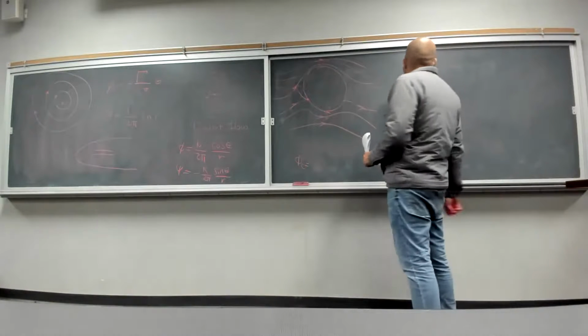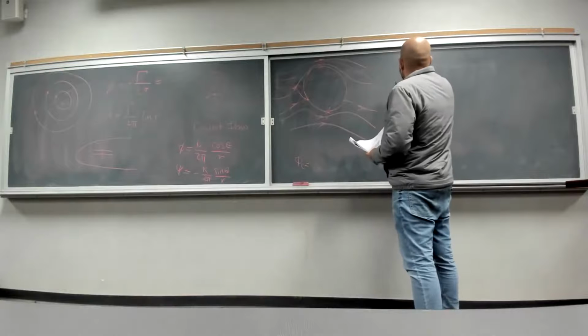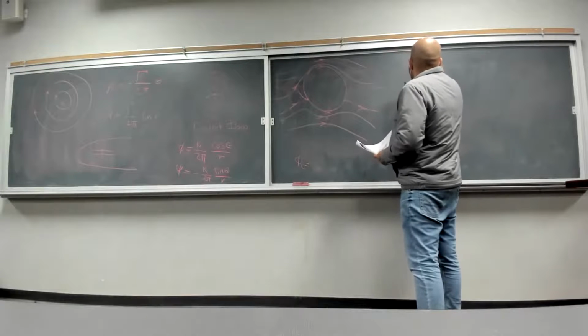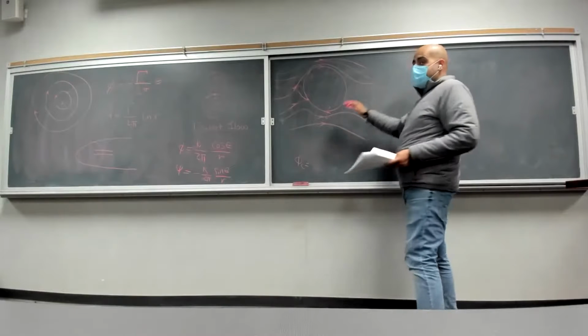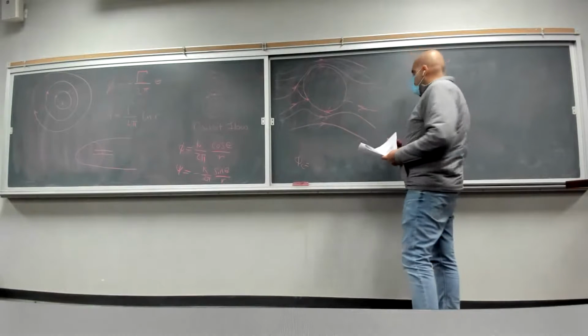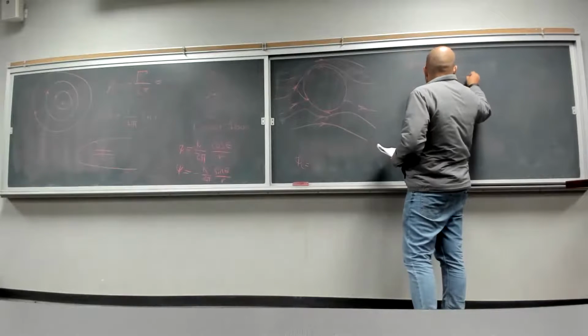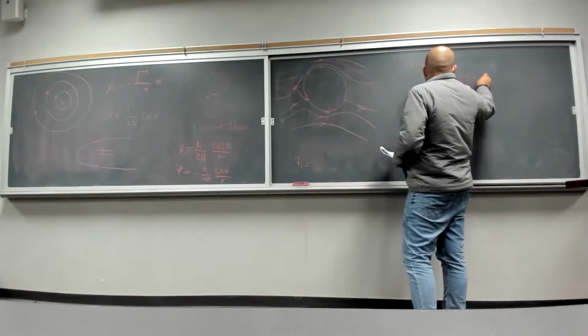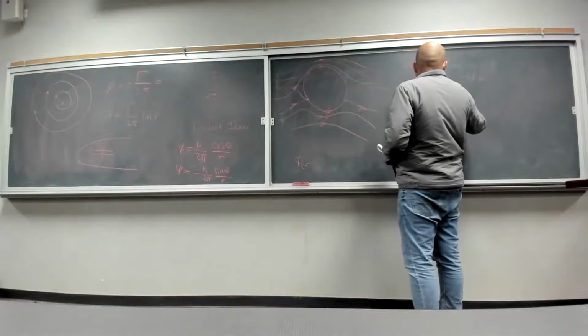But this is again an example of your Laplacian being 0, which means that we can break it down to simpler flows. Those simpler flows are going to be uniform flow and vortex flow.